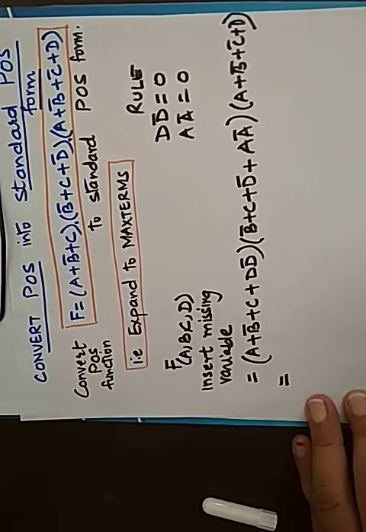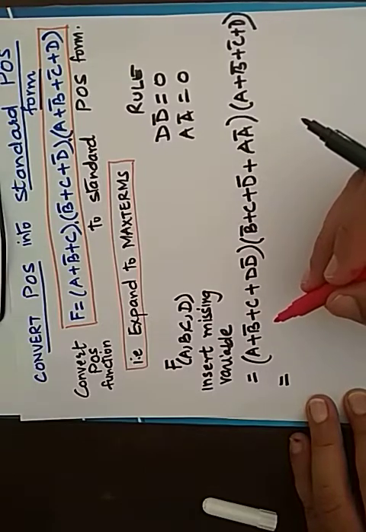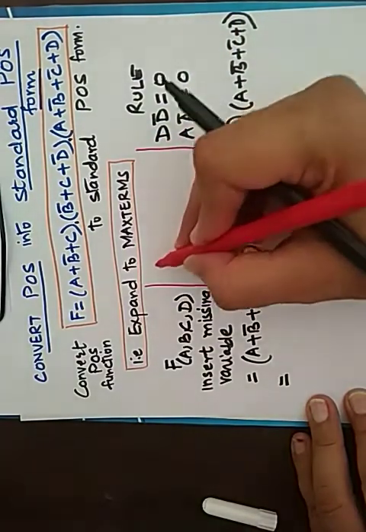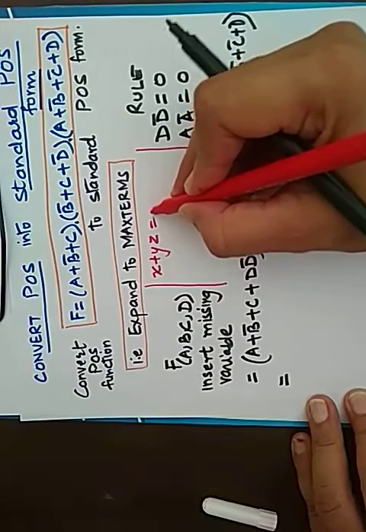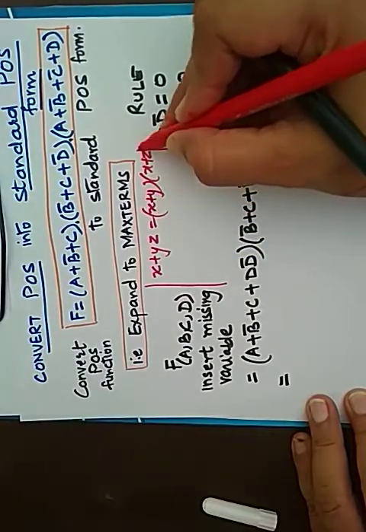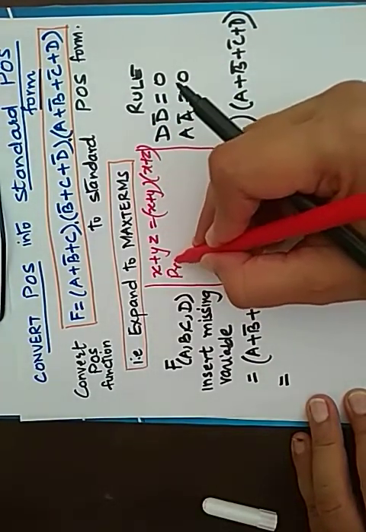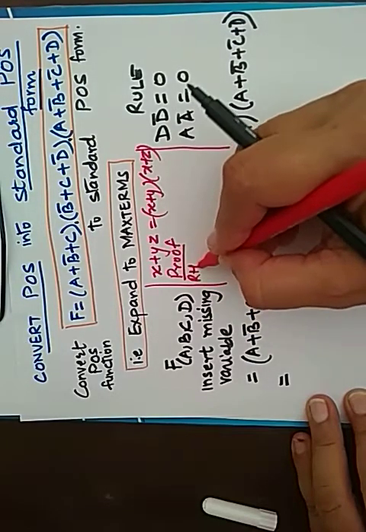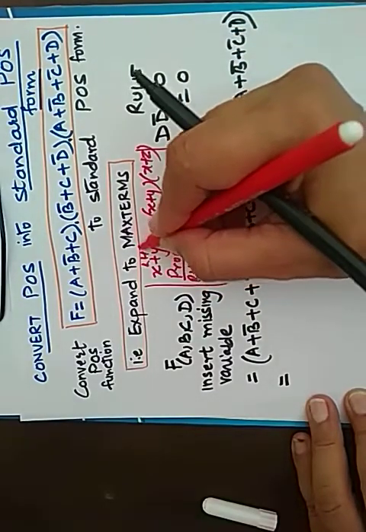Now solving further, we will use the Boolean law, which was, if you recall, there was a very important Boolean law which said x plus yz is equal to x plus y into x plus z. This is a very important rule. Let us just see the proof of this rule before we apply it. Let us start from the right hand side. This is the right hand side. This is our left hand side.